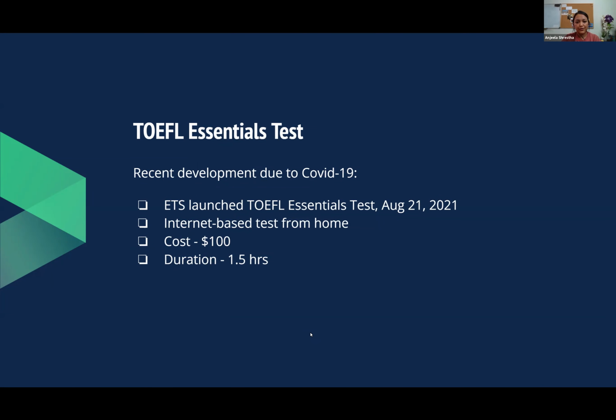Also, in case of TOEFL too, due to COVID, TOEFL has developed a TOEFL essential test, which you can take at home. And it is almost similar, but a little bit less in cost and also in time. So this one costs $100, whereas the time duration for TOEFL essential test is 1.5 hours.